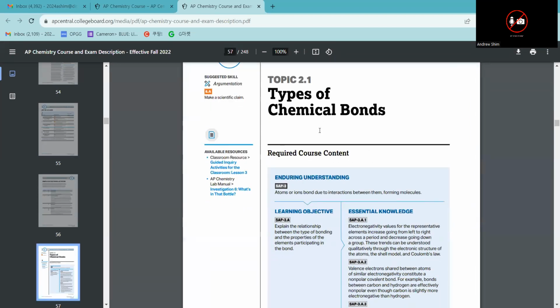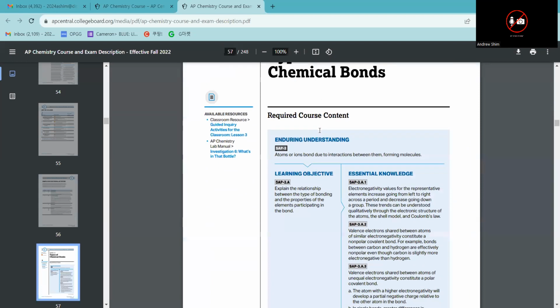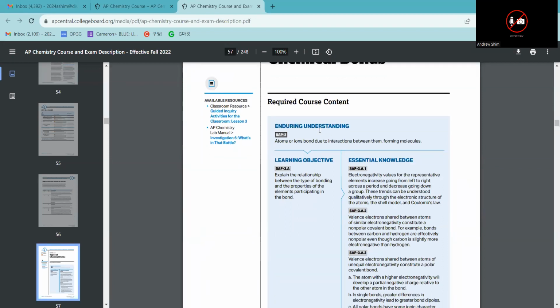This is the first topic, which is types of chemical bonds. As the objective states, it talks about the relationship between the types of bonding and the properties of the elements participating in a bond. There are some important factors you have to know, which will determine how and what types of chemical bond would happen.